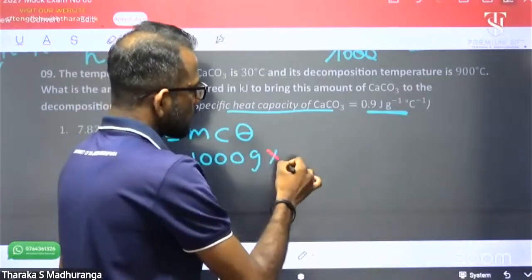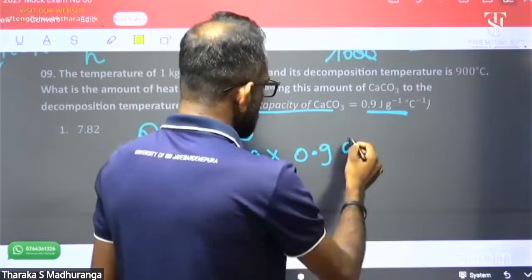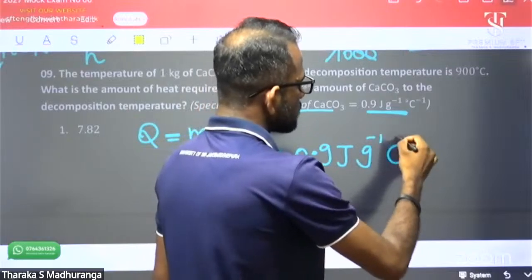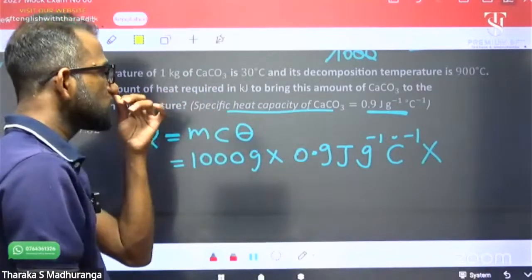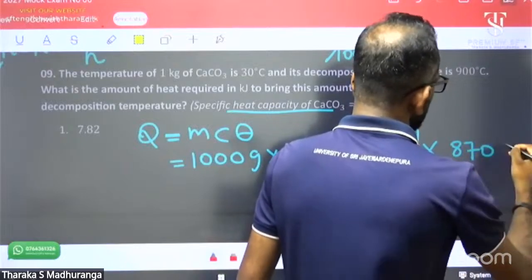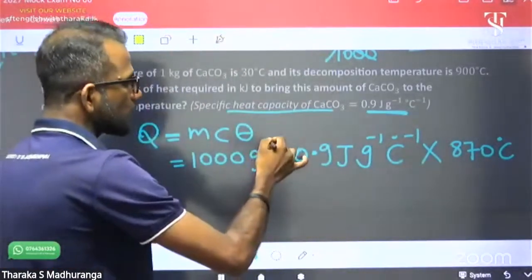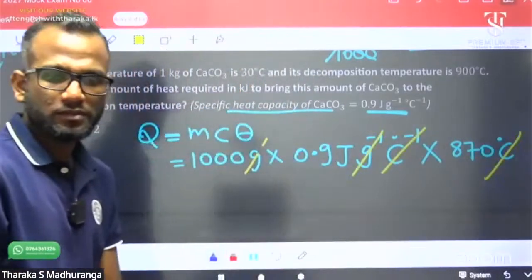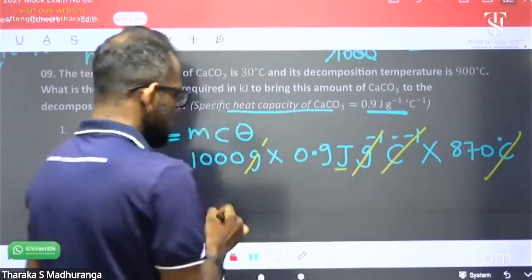This is the best way. 1000 into 0.9 joules per gram per Celsius, into the temperature difference, 30 Celsius to 900 Celsius, which is 870 Celsius. Now you can cancel out grams with per gram, and per Celsius with Celsius. Right? Now the final answer is in joules.